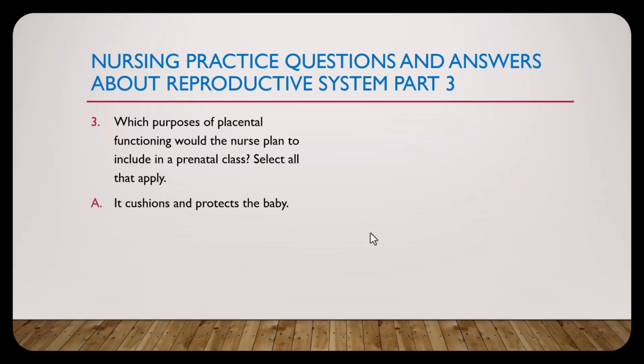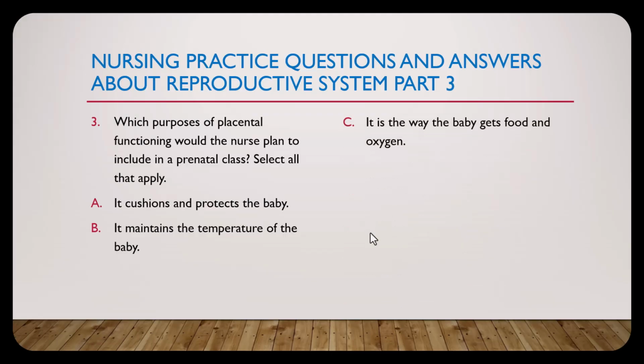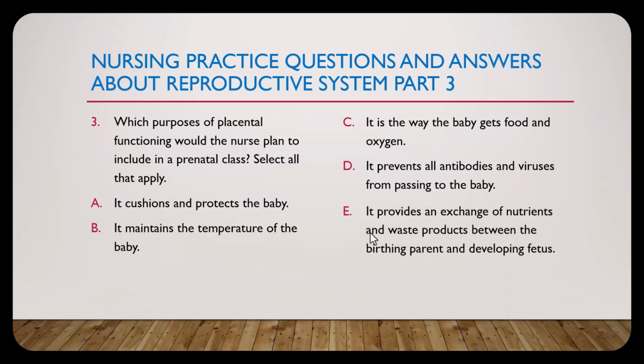Option A, it cushions and protects the baby. Option B, it maintains the temperature of the baby. Option C, it is the way the baby gets food and oxygen. Option D, it prevents all antibodies and viruses from passing to the baby. Option E, it provides an exchange of nutrients and waste products between the birthing parent and developing fetus.